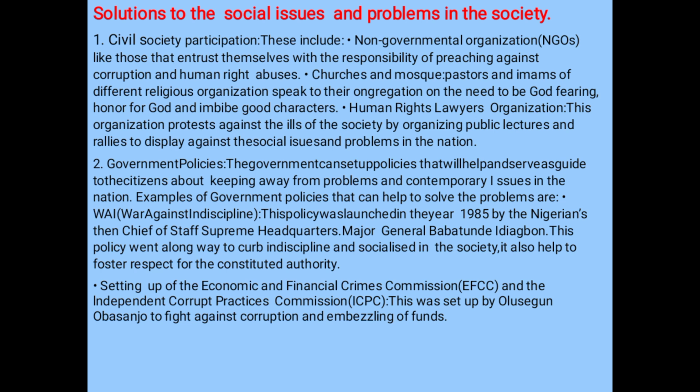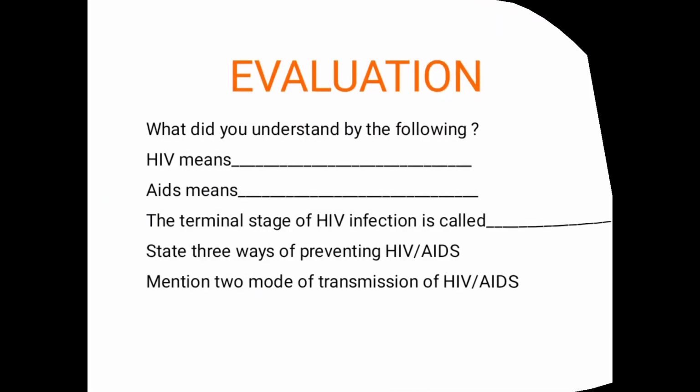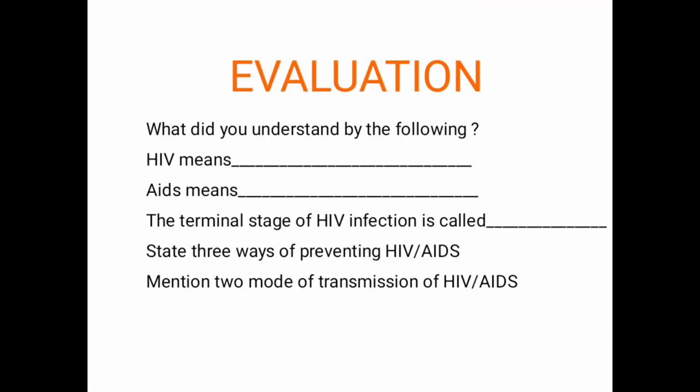The setting up of the Economic and Financial Crimes Commission and the Independent Corrupt Practices Commission and other related bodies, set up by Olusegun Obasanjo to fight against corruption and embezzlement of funds, was a good example of government policy. So for your evaluation, let's look into this.